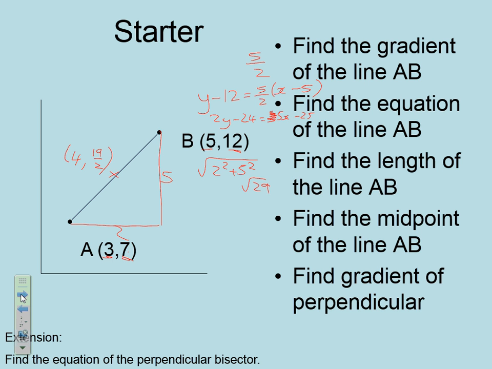And find the gradient of the perpendicular. A perpendicular to it, well, our one had a gradient of 5 over 2, so this one's got a gradient of minus 2/5. And the extension is to find the gradient of the perpendicular bisector. Everyone will have to do that eventually. It just gives the faster ones a chance to do something extra.